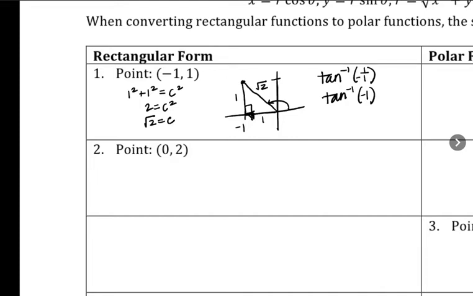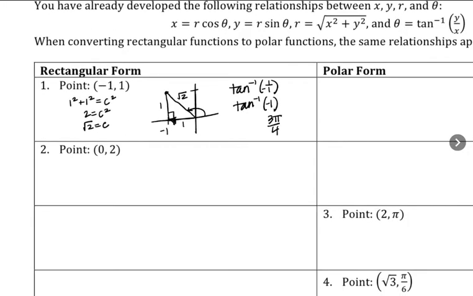So hunt your unit circle or think logically about this, and you will find that that is 135 degrees or 3 pi over 4. Either of those would be fine. We're going to go ahead and stick with radians as we go through this. So I am going to use 3 pi over 4. So when writing that polar form, we want to do r comma theta. Our radius is radical 2, and our theta is 3 pi over 4.